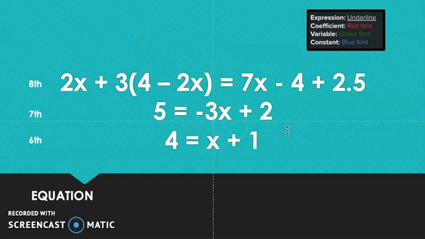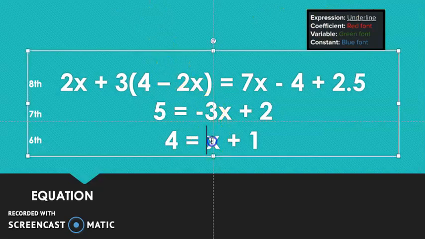First of all, in this case, we want to underline the expression. So for each equation, there are two expressions, one on the left, one on the right. So in this case, you have 4 as an expression, on the other side, x plus 1.